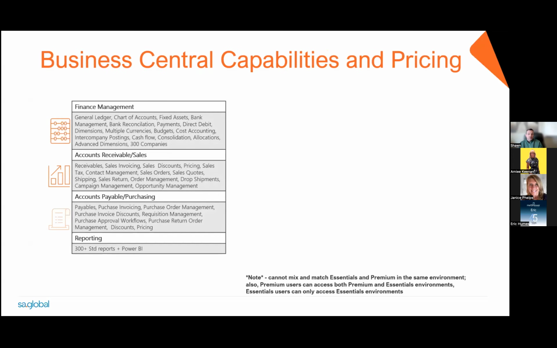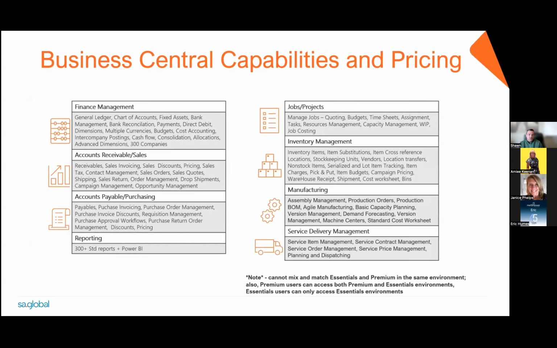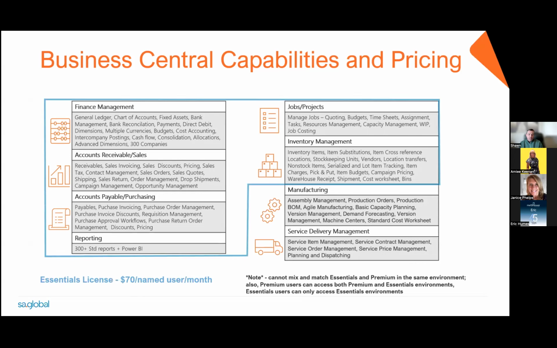Now, I mentioned those two differentiators on pricing. We've got the Essentials and the Premium. What you see highlighted in here in blue, which is everything except manufacturing and service module, is going to come in your $70 a user per month. That has been the price since BC came out. I'm pretty sure that's accurate.